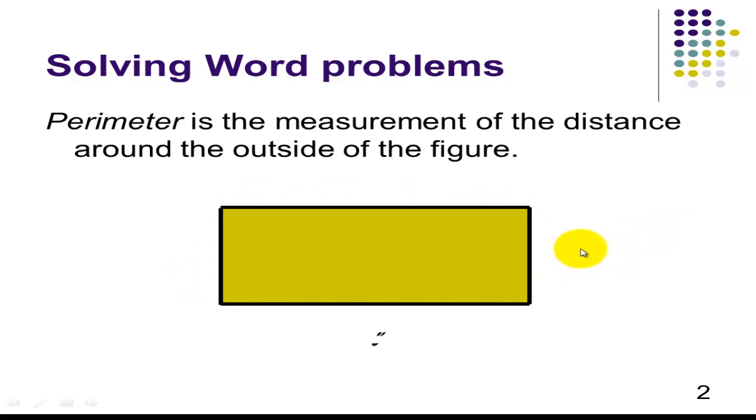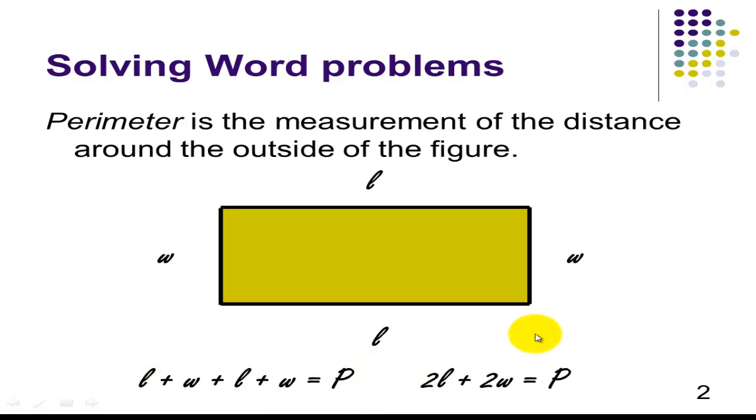If you have a rectangle, this will be your length. You have your width. If you're going to add the distance around the outside of the figure, you will have L plus W plus L plus W. If we combine like terms, we will have 2L plus 2W equals P.